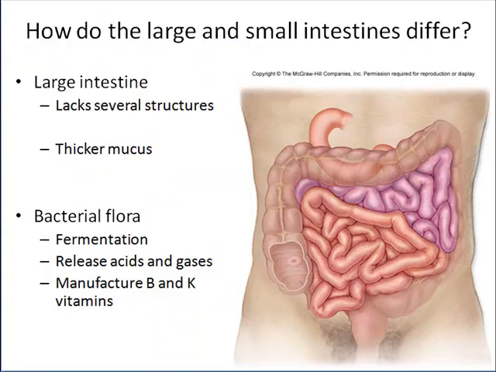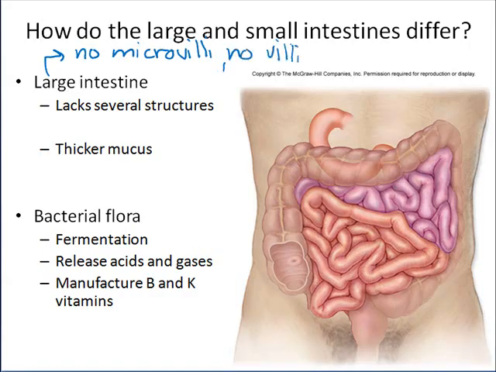Really quickly, I want to compare some of the major differences between the large and small intestine. As I already mentioned, the luminal size varies. The small intestine has a smaller diameter lumen. The large intestine has a larger diameter lumen. The large intestine is missing some features that the small intestine has. For example, the epithelial cells in the large intestine do not have microvilli. So no microvilli. There are no villi either.